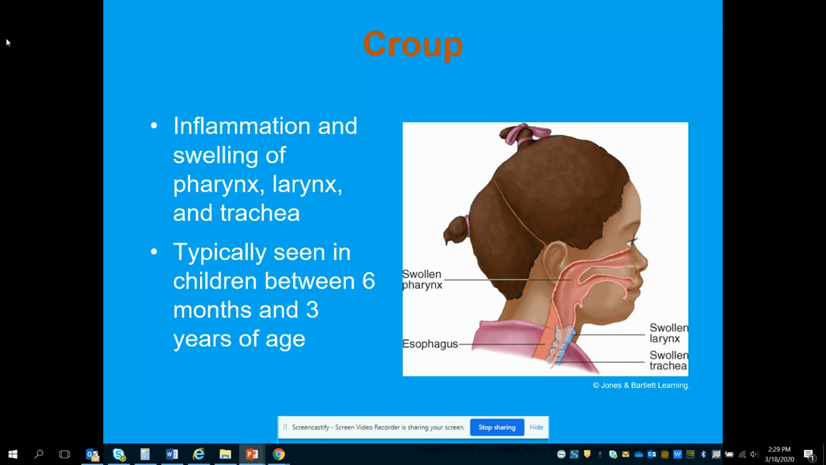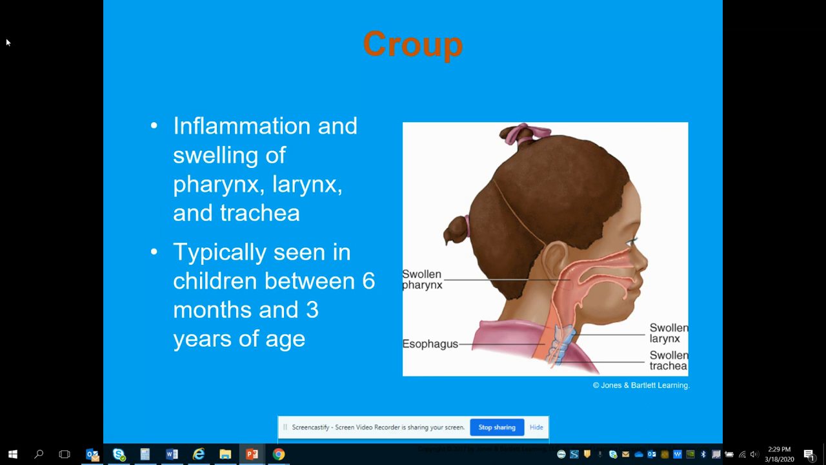So croup is one of those infectious diseases that causes inflammation and swelling of the pharynx, the larynx, and the trachea. This is typically seen in children between 6 months and 3 years of age. The reason why it affects smaller children is just because of the size of the trachea itself. Every person's trachea is around the size and the diameter of their pinky finger. And so as an adult, that's probably pretty small. But even as a child, think about just how small that is.